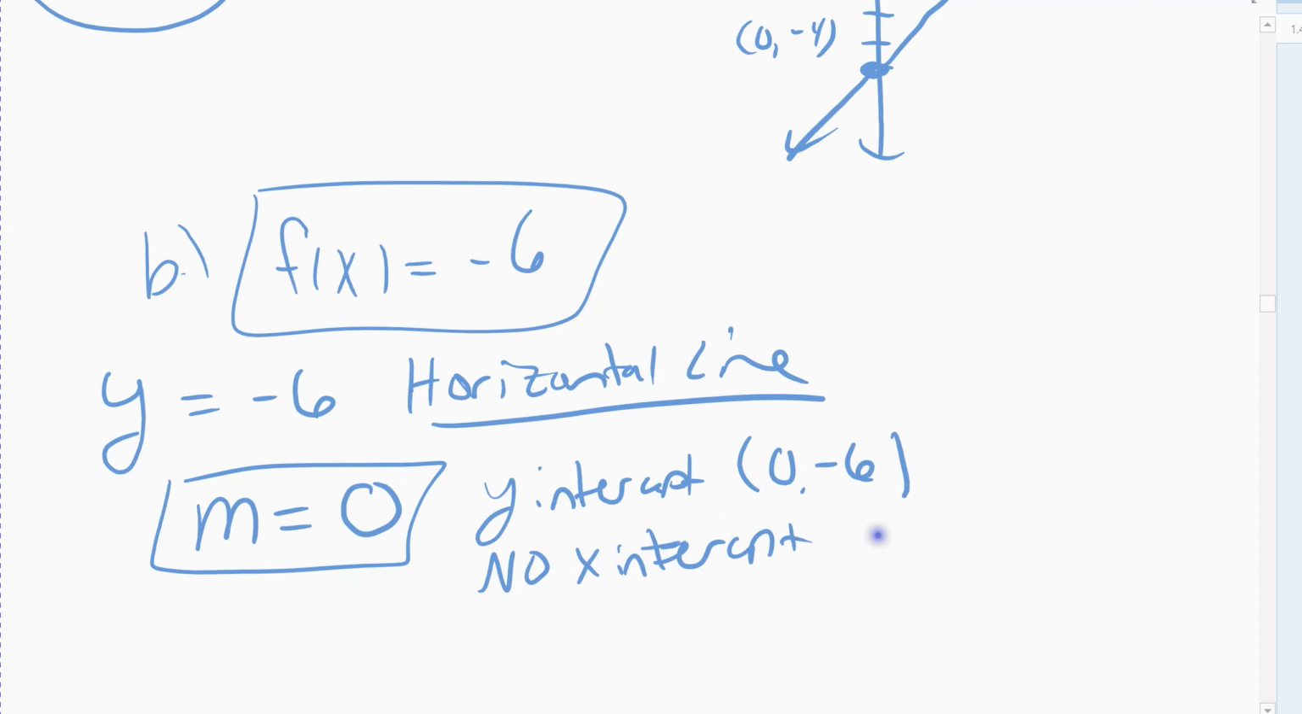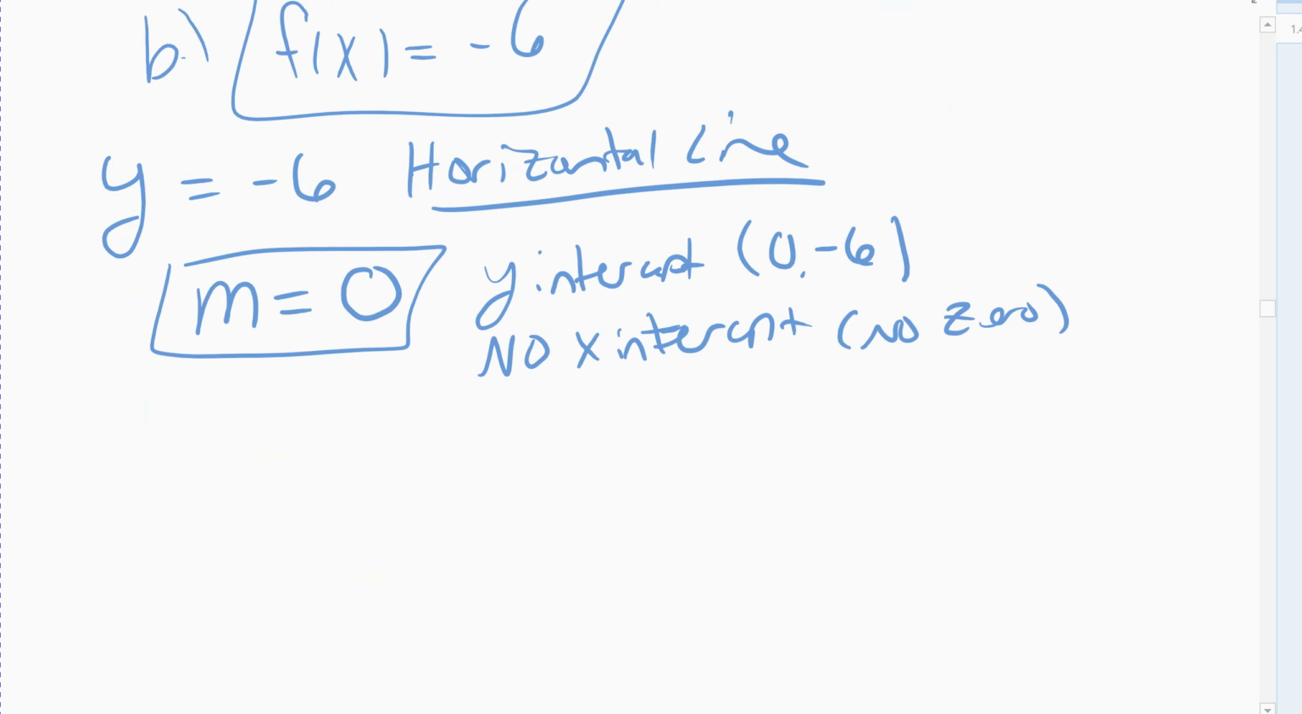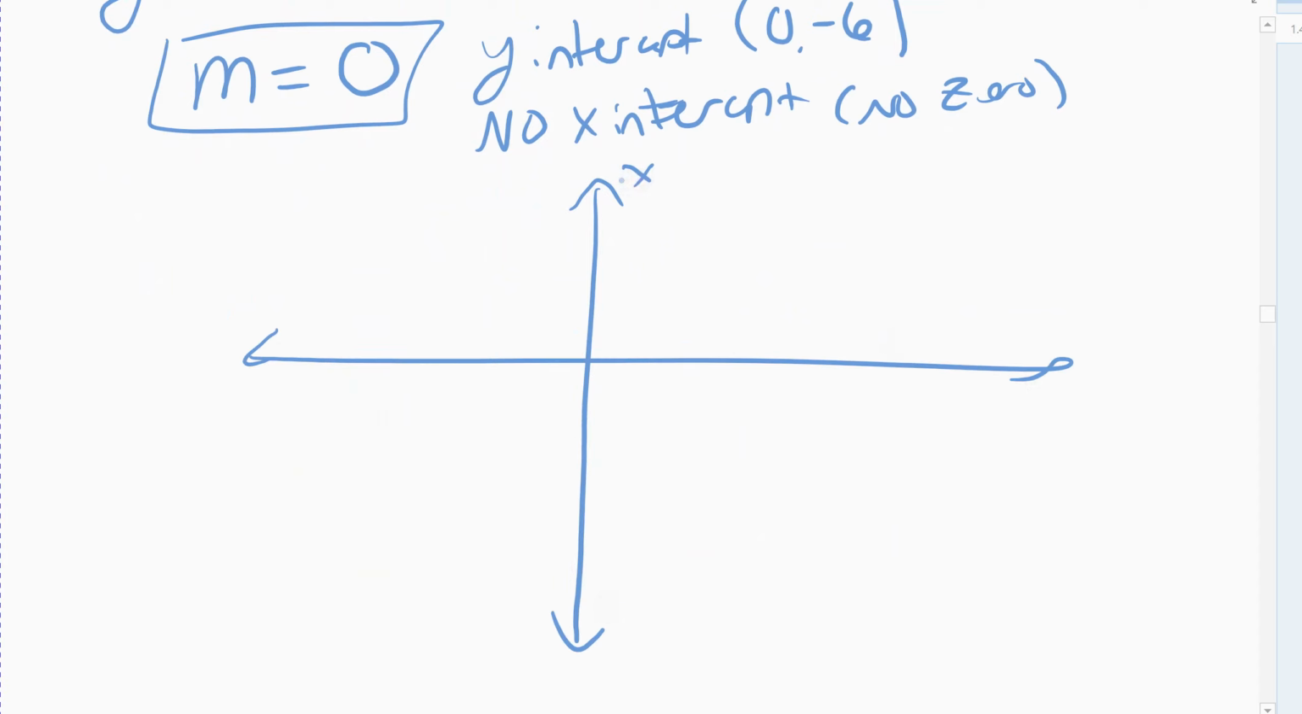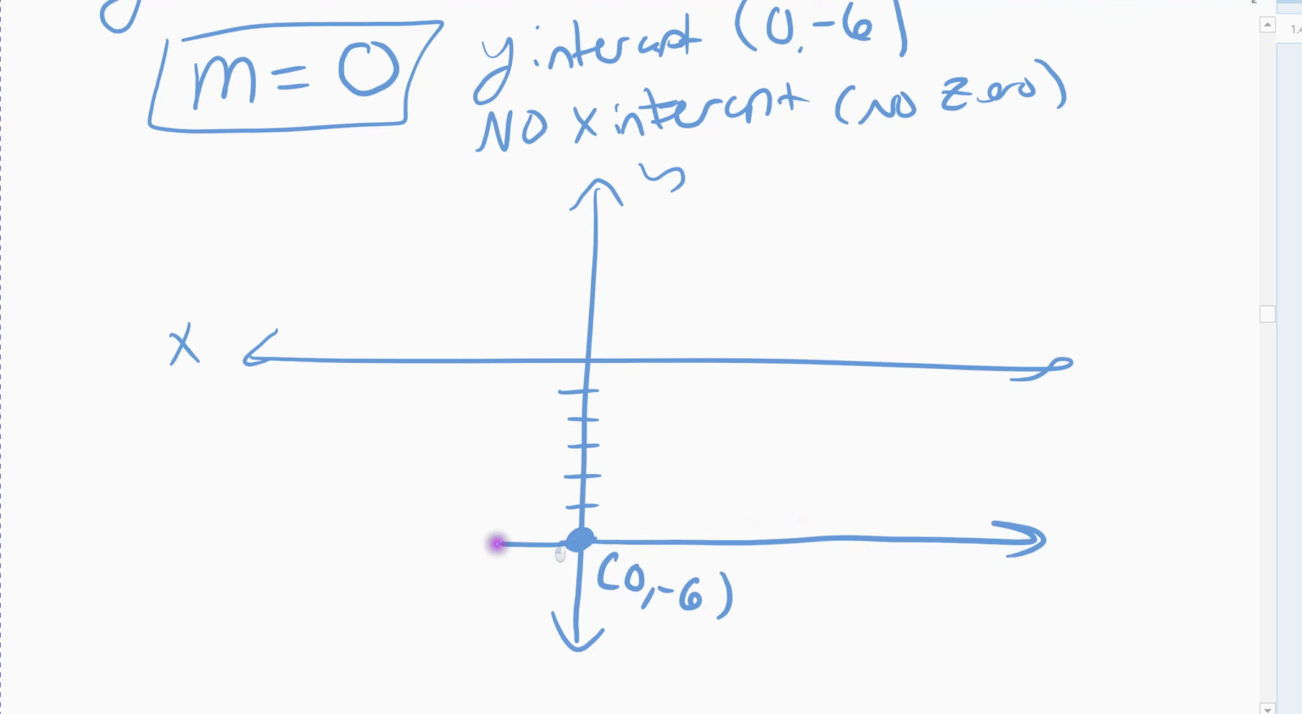And we'll graph it and I'll show you why, so there's no 0. So remember, a horizontal line is the line y equals negative 6, so all of my y values are negative 6. So here's my y-axis. Here's my x-axis, 1, 2, 3, 4, 5, 6, negative 6. So there's the 0, negative 6. All of my y values on this line are negative 6, right? There's the y equals negative 6. If I pick any other point on my line, well, 2, negative 6.